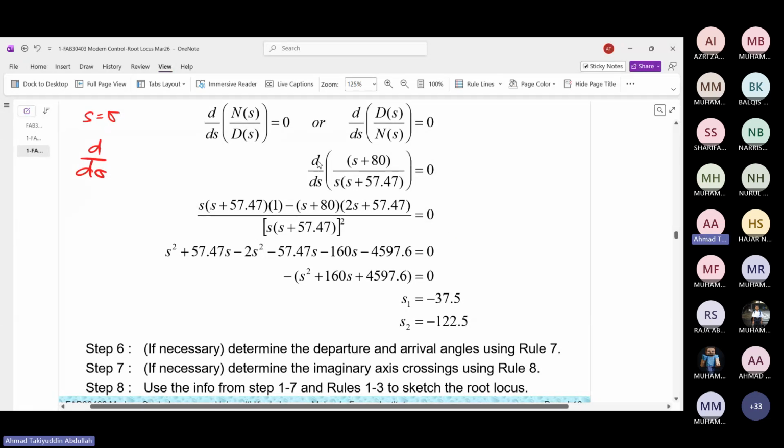Then when you have this d over ds, it is actually you differentiate k. And if you consider this, you are going to have k as the equation that you are going to have with this.